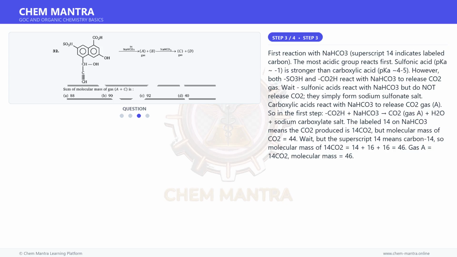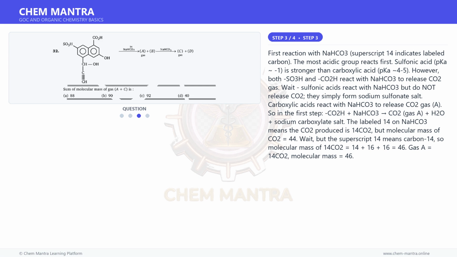Moving on to the next step. First reaction with NaHCO3, superscript 14 indicates labeled carbon. The most acidic group reacts first. Sulfonic acid, pKa -1, is stronger than carboxylic acid, pKa 4-5. However, sulfonic acids react with NaHCO3 but do not release CO2, they simply form sodium sulfonate salt. Carboxylic acids react with NaHCO3 to release CO2 gas, A.